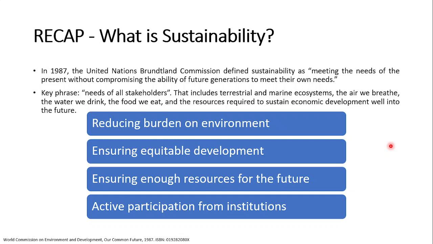So we need to consider reducing burden on the environment, ensuring equitable development. Any development that happens has to reach the lowest rungs of the society. It should not be just limited to the top rungs, with only the rich people getting richer. That shouldn't happen. And we should do so while ensuring that enough resources are available for future generations as well. We cannot just use up all of our coal or all of our petroleum resources, and 200 years down the lane our descendants won't have anything to sustain this kind of lifestyle.